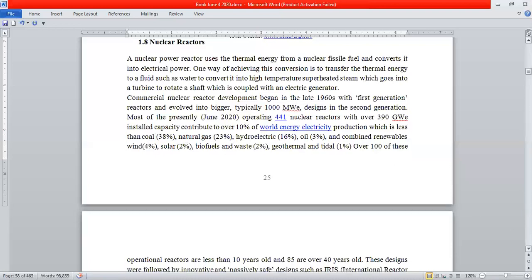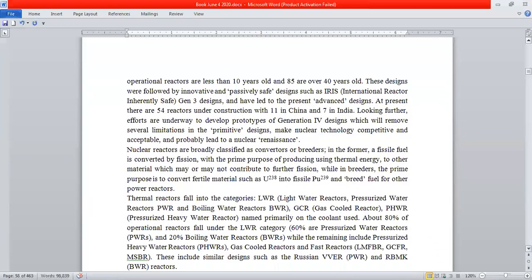Over 100 of these operational reactors are less than 10 years old, and 85 are over 40 years old. That's also a serious concern, because just like human beings, engineering equipment also has a life, and then you have to do what is called re-engineering. In the first and second generations, the reactor designs were improved, and we came to Gen 3 and Gen 3 Plus designs, such as IRIS and AP1000, and better designs have evolved.